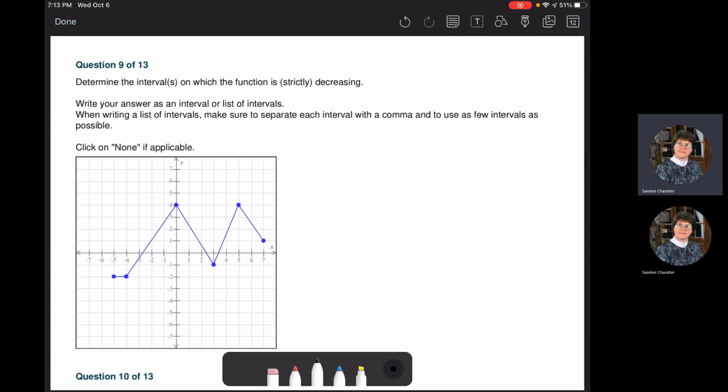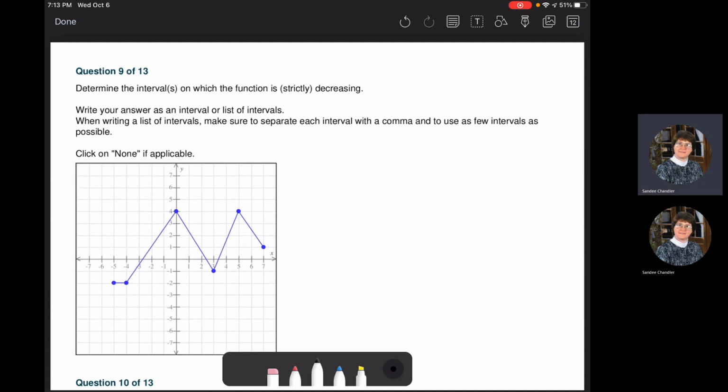Okay, this is fun here. Number 9 wants us to find the intervals on which the function is strictly decreasing. Strictly means the endpoints will be open. We're going to write our answer as an interval or list of intervals. Notice it doesn't say union of intervals. It's just a list of intervals, and we'll separate each with a comma and use as few as possible.